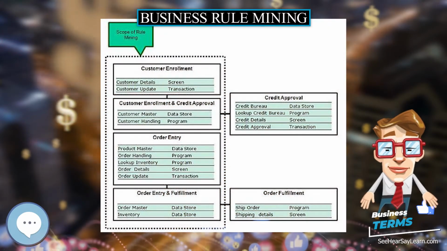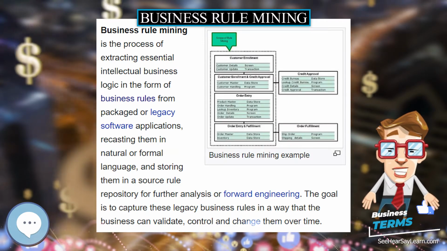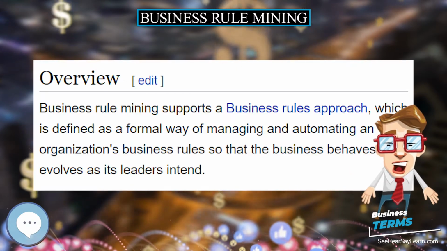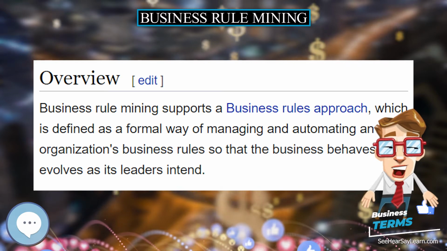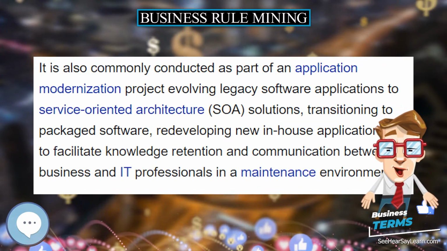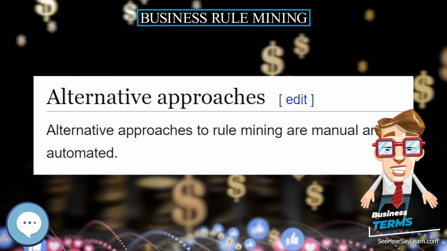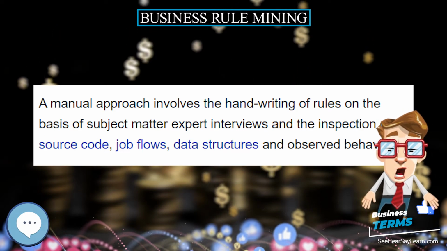Business rule mining. Business rule mining is the process of extracting essential intellectual business logic in the form of business rules from packaged or legacy software applications, recasting them in natural or formal language, and storing them in a source rule repository for further analysis or forward engineering. The goal is to capture these legacy business rules in a way that the business can validate, control and change them over time.